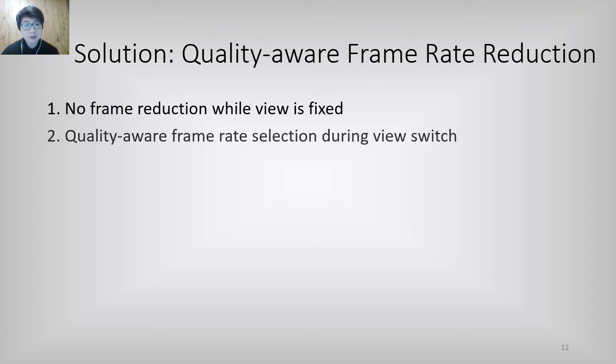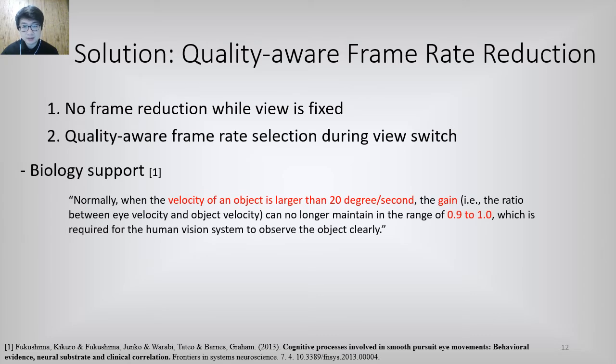Based on those two conclusions, we come up with two rules that we will follow when we reduce the frame rate. The first one is we do not reduce the frame rate at all when the view is fixed. And the second one is we only reduce the frame rate when the view is quickly switched. How much we reduce the frame rate depends on the velocity of the view switching and the video content.